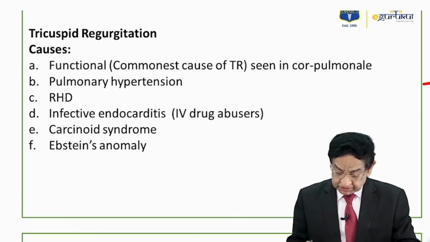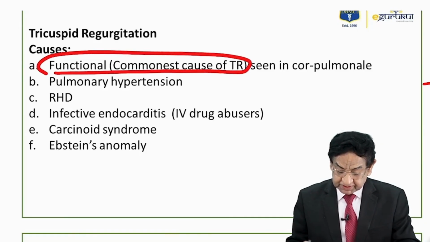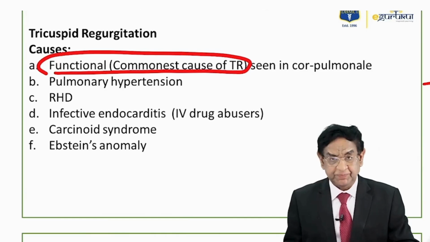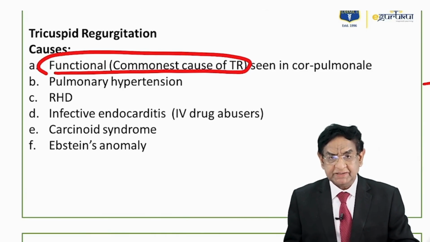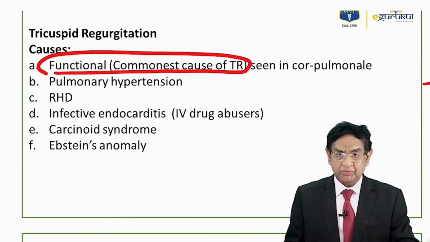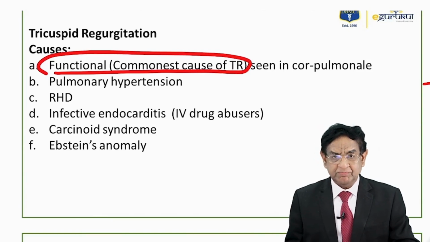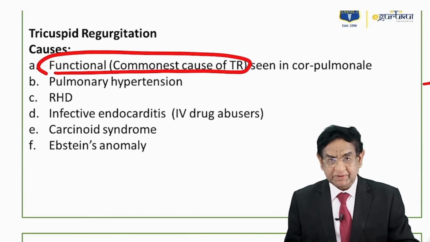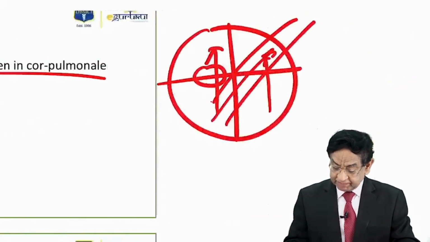So cause is functional. It's the commonest cause of TR. This is again a very important point to know. Well, the commonest cause of MS, MR, AS, AR and TS is rheumatic heart disease. But TR is the one exception, where the commonest cause is not RHD, but it is functional, and this is seen in cor pulmonale. Let me explain to you.